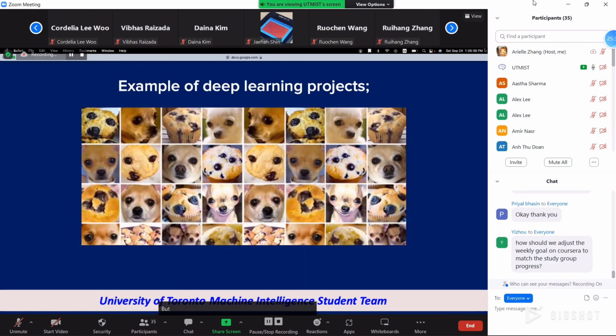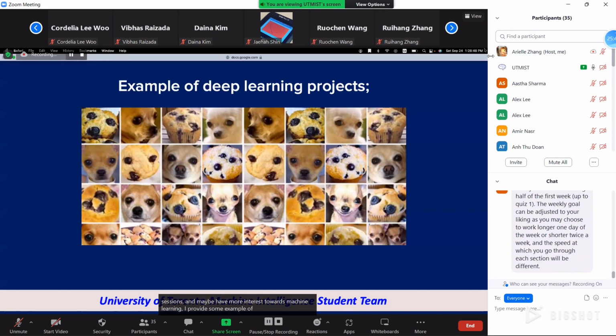But in order to make you keep attending these sessions and maybe have more interest in machine learning, I provide some examples of deep learning neural networks. So let's say we have this, which is not a neural network by any means. It's just pictures, so these are actually data. But what we want to do with it is classify it. We want to say which one is a Chihuahua and which one is a cookie.